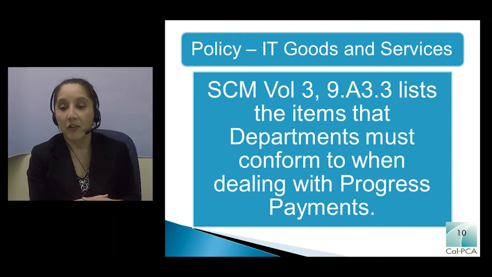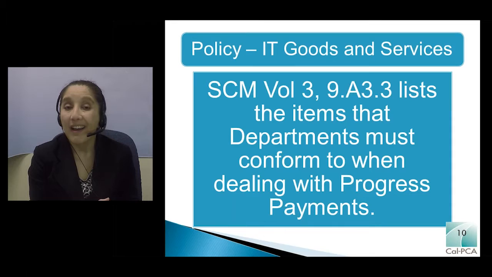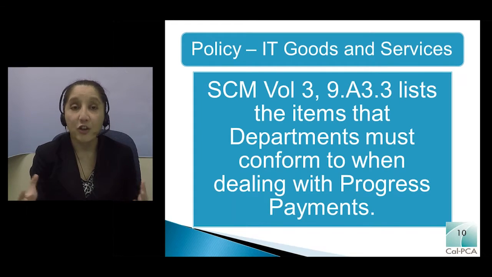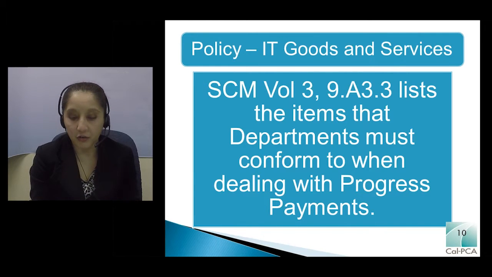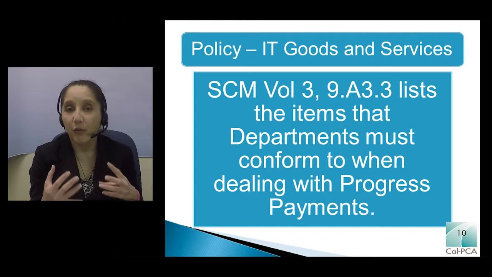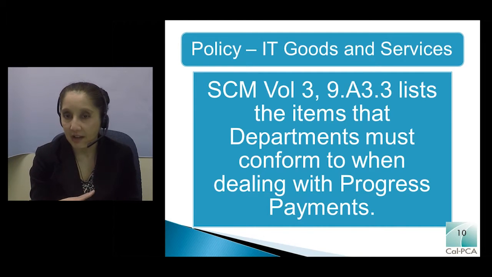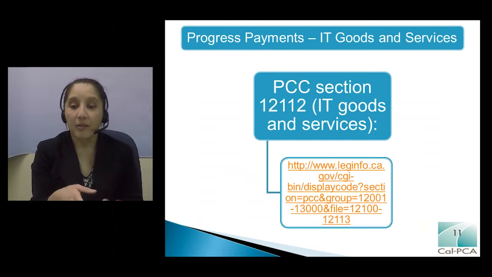SCM Volume 3, Chapter 9A3.3 lists the items that departments must conform to when dealing with progress payments. So if you are working on an IT good and/or service that you think a progress payment is acceptable, you're still going to refer to the SCM because you're going to need to follow policy to ensure that the progress payment is appropriate, but that you're conforming to what the SCM is asking you, as well as public contract code.